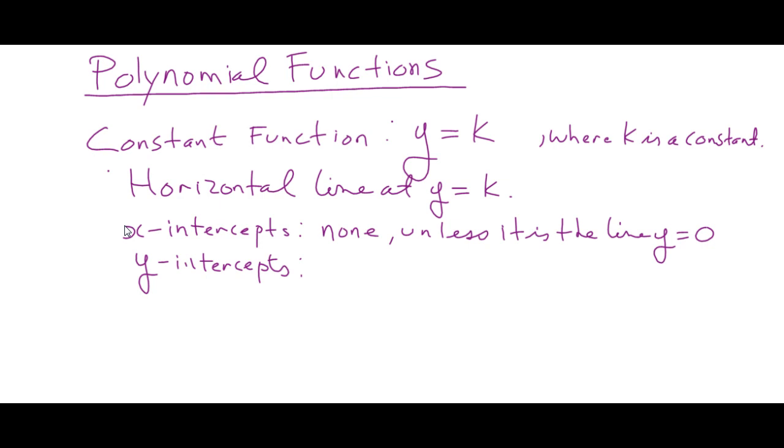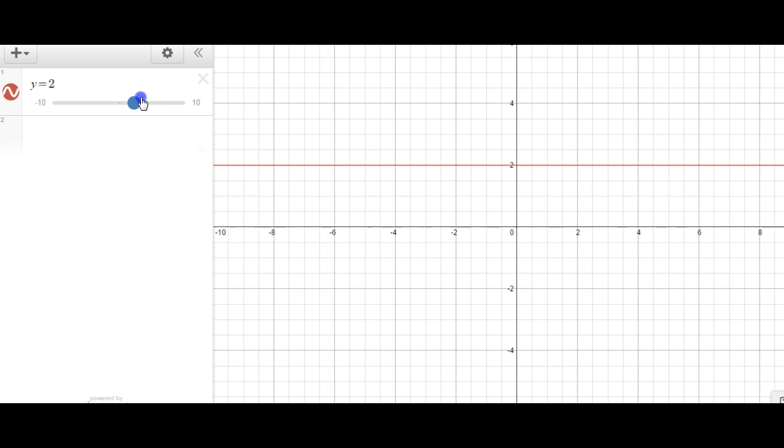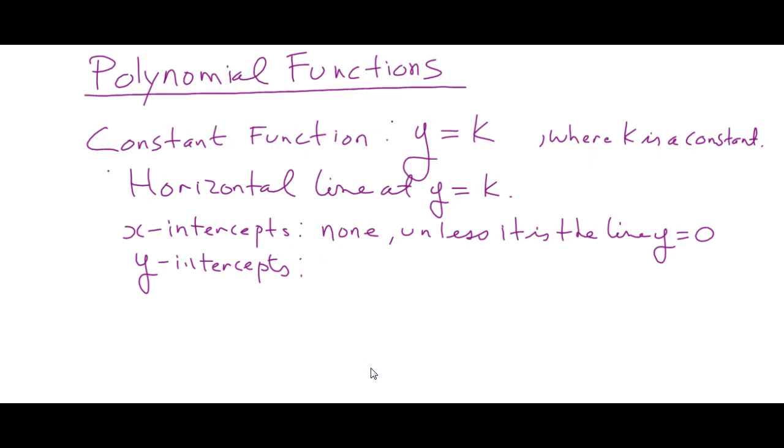Okay, y-intercepts, how many? One y-intercept, right? There is one, and it is k, whatever the number is. So if you're graphing y equals 5, there's one y-intercept at 5. If you're graphing y equals negative 5, there's one y-intercept, and it's negative 5. Okay. X-intercepts, y-intercepts. The end behavior.